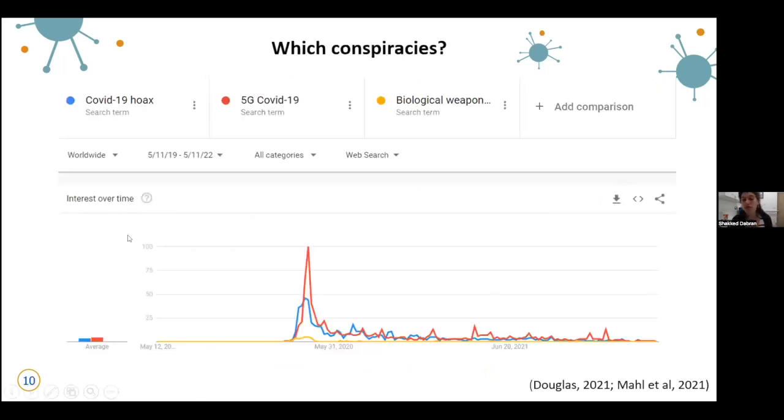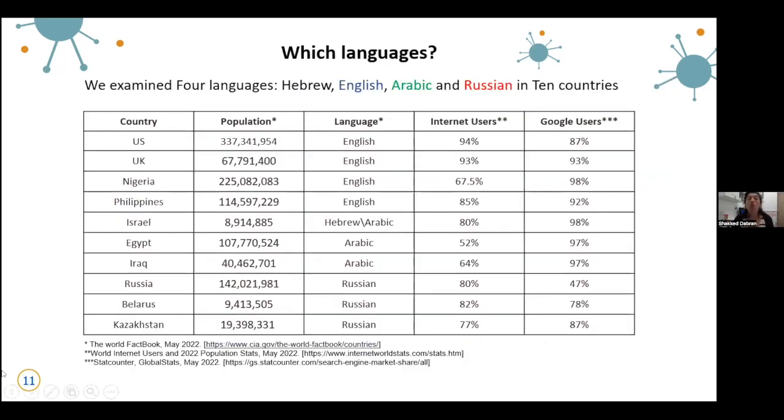Which conspiracies did we look at? We looked at 3 common conspiracy theories related to COVID-19: COVID-19 a hoax, 5G caused COVID-19, and COVID-19 is a biological weapon. We looked at 4 different languages, Hebrew, English, Arabic, and Russian, in 10 different countries: 4 different English-speaking countries, 3 Russian-speaking countries, 3 Arabic-speaking countries, and 1 Hebrew-speaking country.